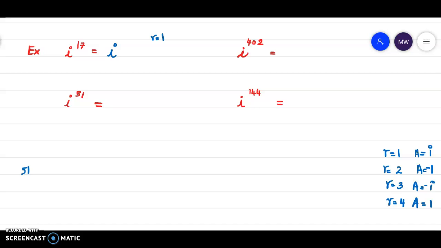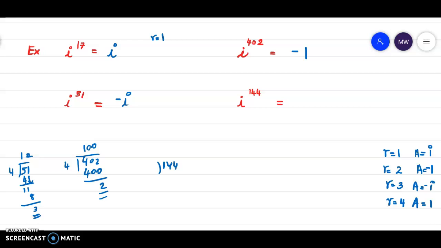Again, when you take 51 and you're trying to divide it by 4, you know that 4 goes into 5 1 time, bring down the 1, 4 times 2 is 8, 9, 10, 11. So your remainder here is 3. So if your remainder is 3, your answer will be negative I. Again, you have your next exponent 402 divided by 4. 4 goes into 4 00 times, I can just put 400 here. I got my remainder as 2. So my answer is negative 1.